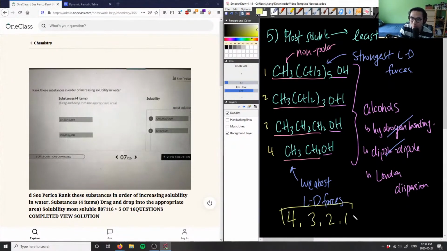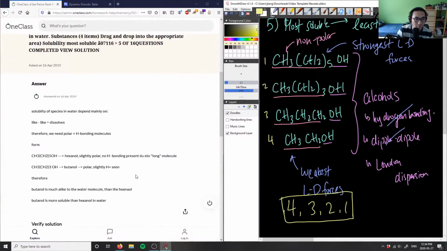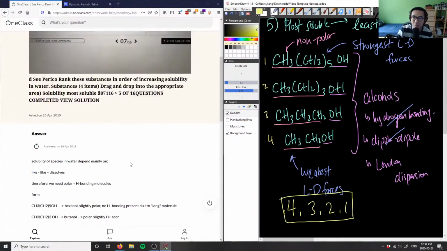So this is the order from most soluble to least soluble, and this is our solution for this problem. The longer the alkane chain, the more nonpolar the molecule is going to be, because it's pulling electron density away from our hydroxyl group, so the carbon becomes more positive. So again, it's 4, 3, 2, and 1. Solubility depends on like dissolves like, so butanol is more like a water molecule than hexanol. Butanol is more soluble than hexanol.